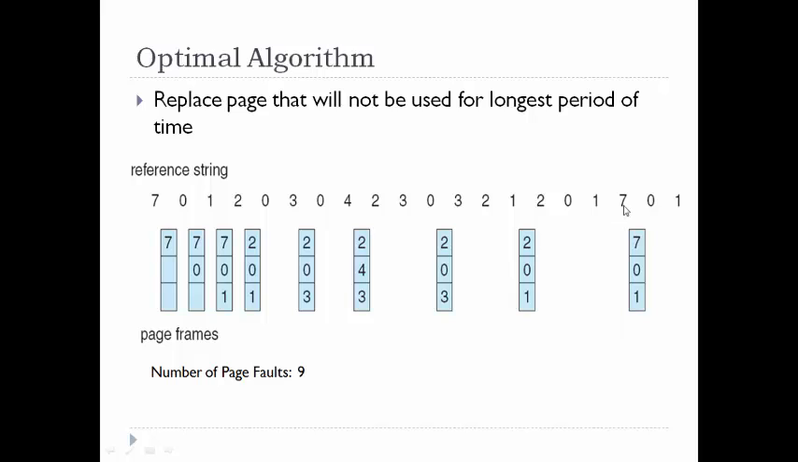Next to be used is 7. So already we have 0 and 1 which are to be used in the near future. Since we do not have 2 in the future, we are going to replace 2 with 7. So we have got 7, 0, 1. So the number of page faults we have are 1, 2, 3, 4, 5, 6, 7, 8, 9. So this optimal algorithm gives the least number of page faults.